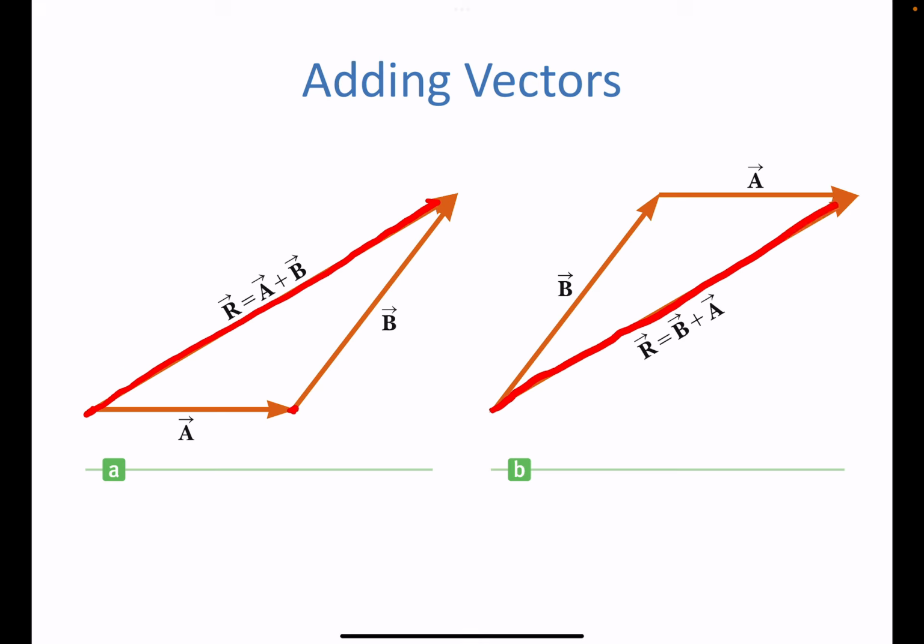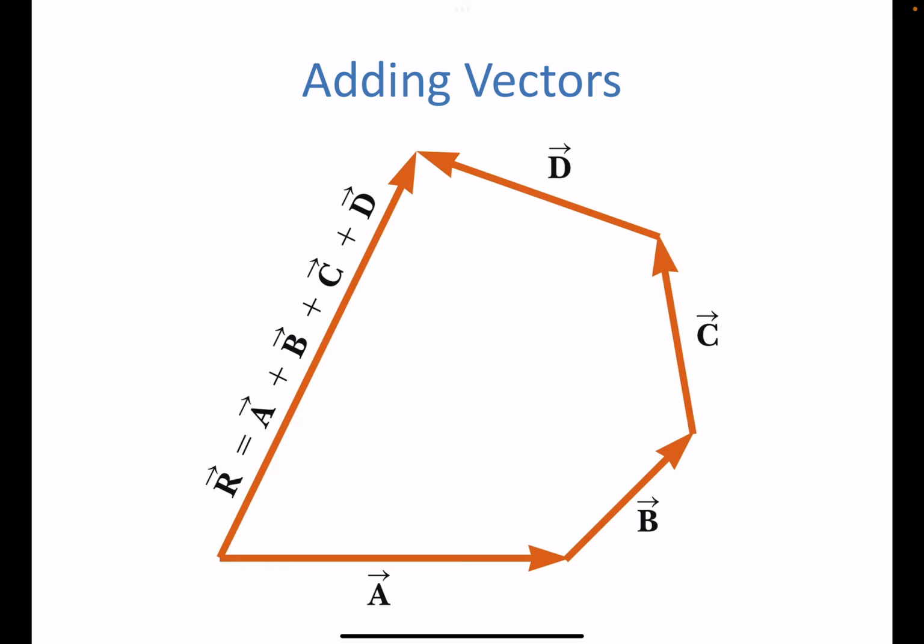Now you can also put the tail of A to the tip of B, and then connect the tail of B to the tip of A, which will also give us B plus A, so they are interchangeable. And by doing this, we can add multiple vectors together, just as we did for two vectors. We just do them one by one.